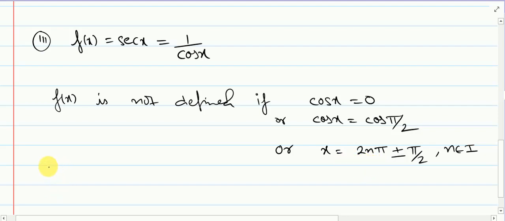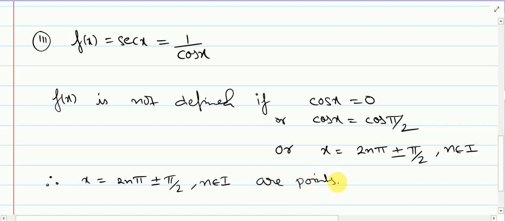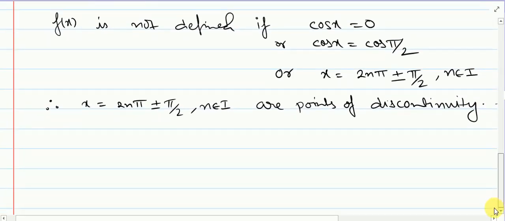Therefore x equal to 2n pi plus minus pi by 2, where n belongs to I, or R, we can say, are points of discontinuity. Okay, now the fourth one is f of x is equal to sin x upon x.